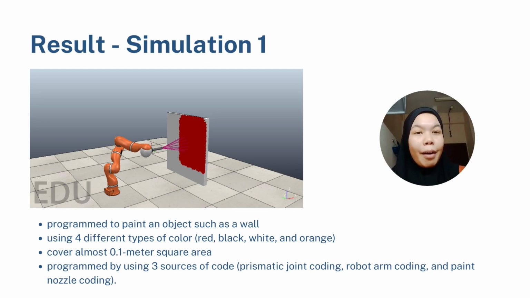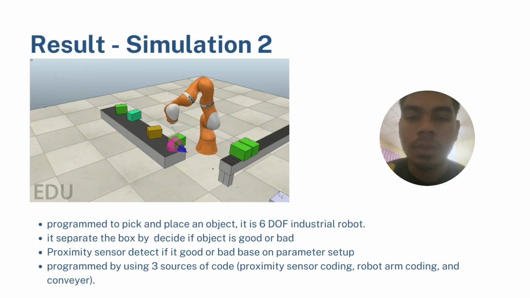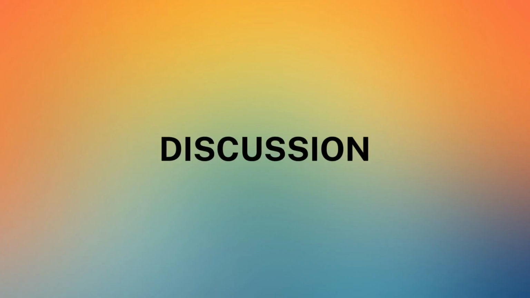For the result, simulation 2, as we can see, the simulation is about a robot that is programmed to pick and place an object. It is using a 6DOF industrial robot. The function is to separate the boxes by deciding if an object is good or bad. This can be decided by using a proximity sensor to detect if it's good or bad based on the parameter setup. It was programmed using 3 sources of code, which are proximity sensor coding, robot arm coding, and conveyor.